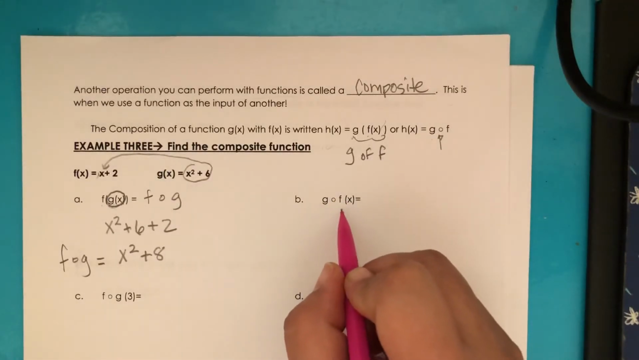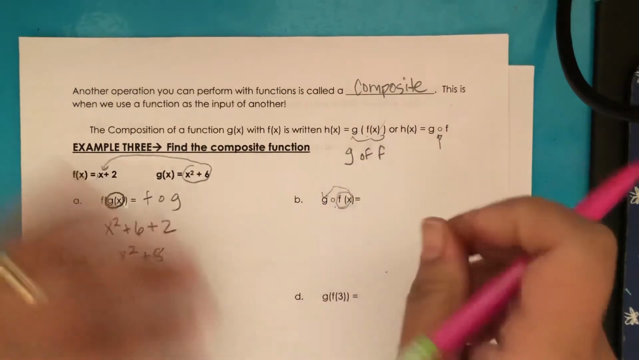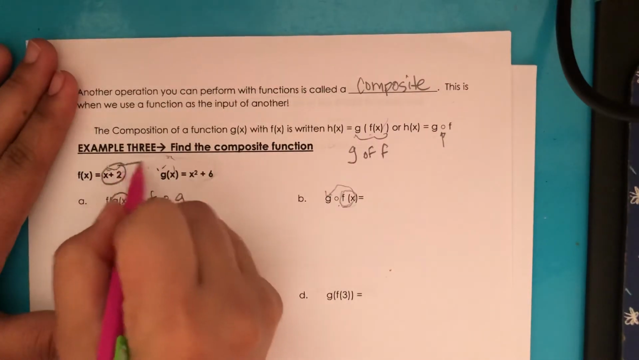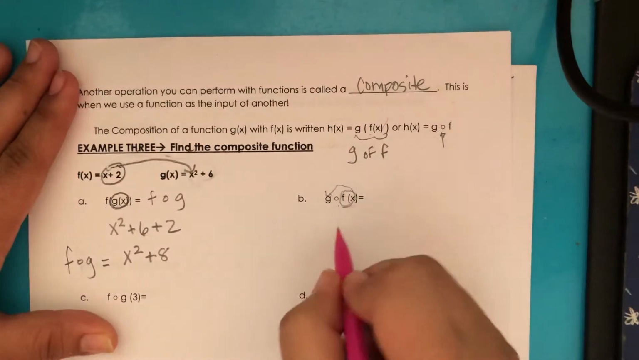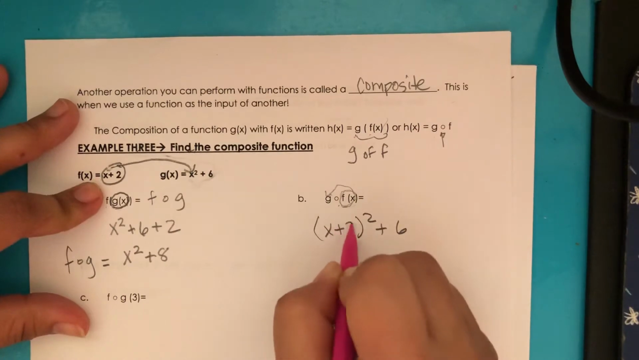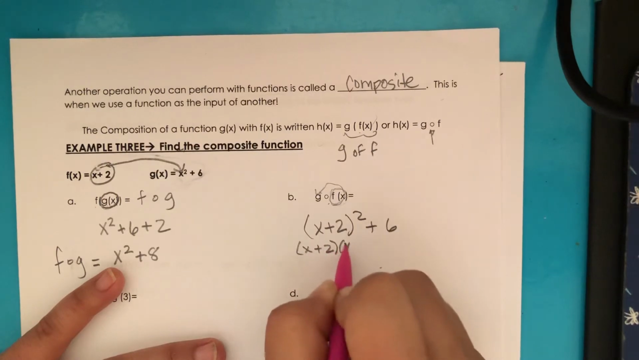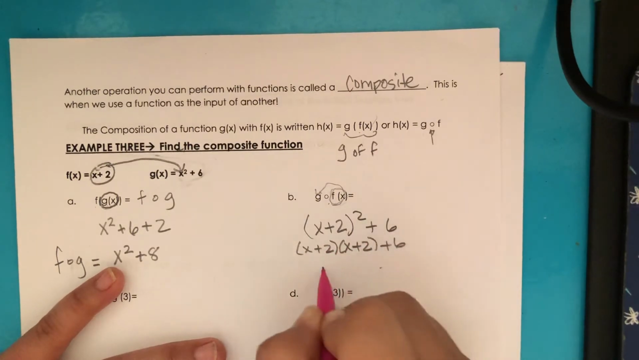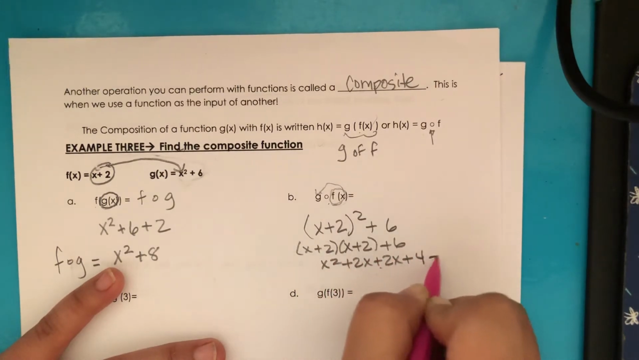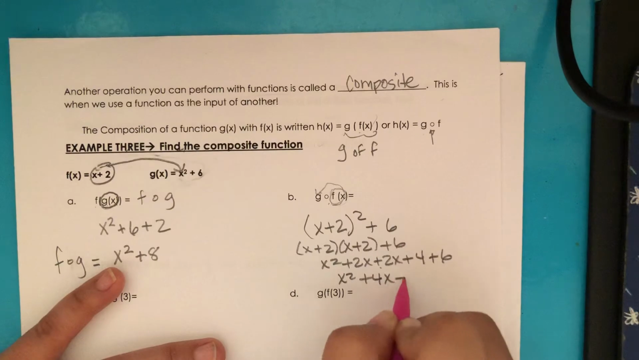The g circle f means this one, you're going to put the f of x into the g. So you're going the other way. So I'm going to erase this. I'm going to put all of this into that x squared. So that's going to be quantity squared plus 6. Instead of having the x, I'm going to put x plus 2. Then I'm going to FOIL this, x plus 2 times x plus 2, plus 6. So that's going to be x squared plus 2x plus 2x plus 4 plus 6. Combine like terms, so that's x squared plus 4x plus 10.